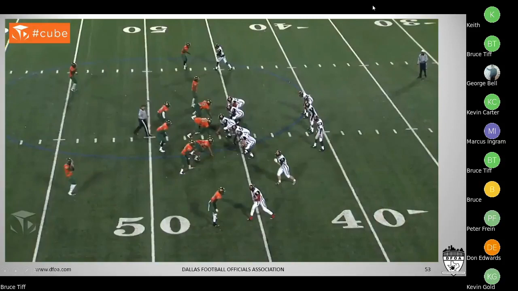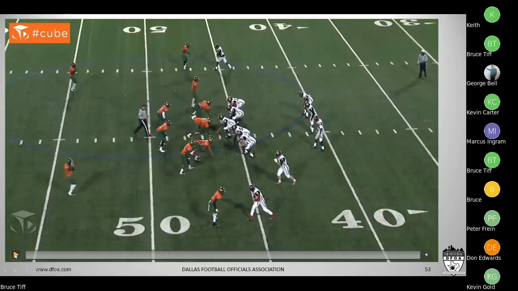Correct, Bruce. All right. And then we got an example of a clip here. This one's actually going to be called by the umpire. It's going to happen just a couple yards downfield. You're going to see a lineman that's actually going to clip a Team B player.